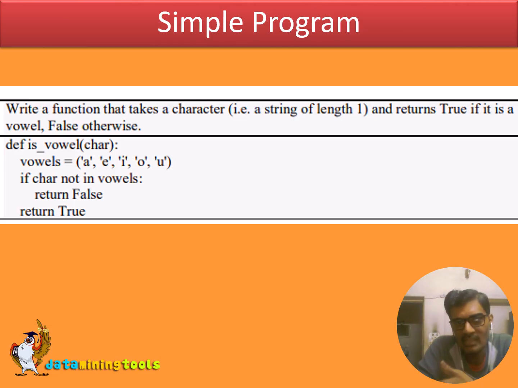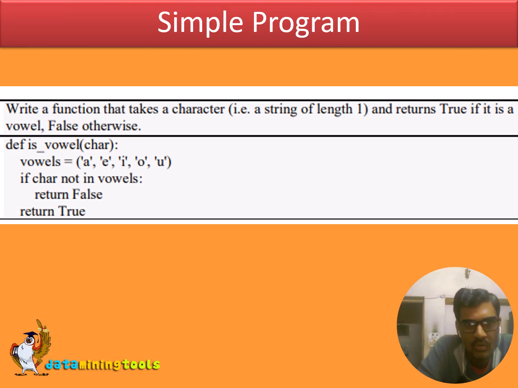Let's go to the third program now. Here we look at functions. One of the best things with Python is you write less code compared to C++ or Java, but you get the job done. Functions are one way you can do functional driven programming in Python. So let's get back to this question here. Write a function that takes a character and returns true if it is a vowel, false otherwise.